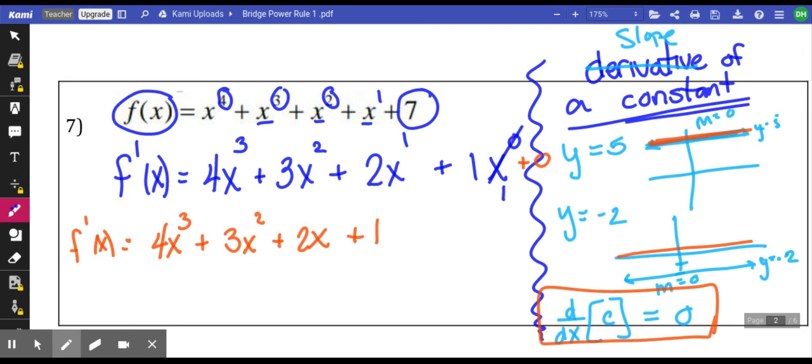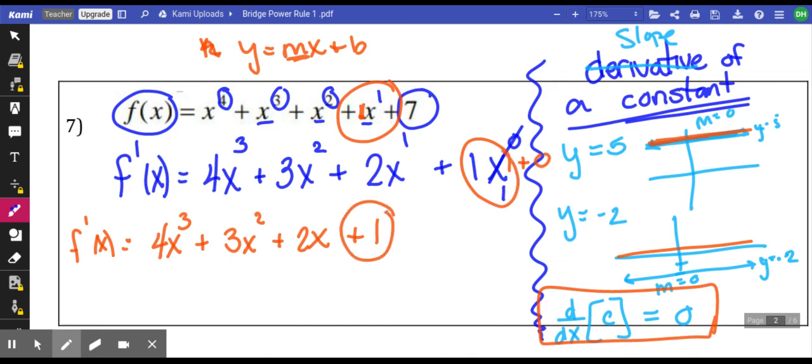Now, I want to talk about just this x term again. x is linear, like y equals mx plus b. The number in front of x is just your slope when it's linear. So technically there's a 1 here, right? So the number in front should be my slope, which it does prove to be. I should just get a slope of 1 there.